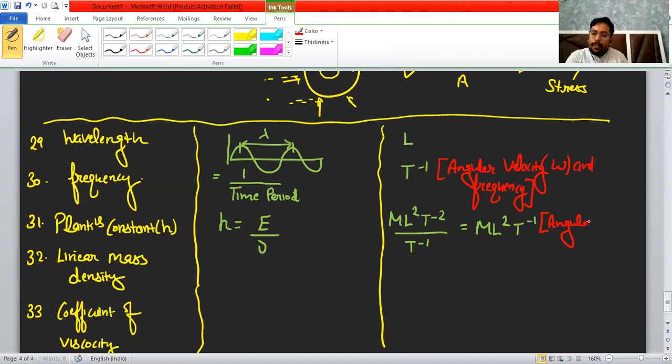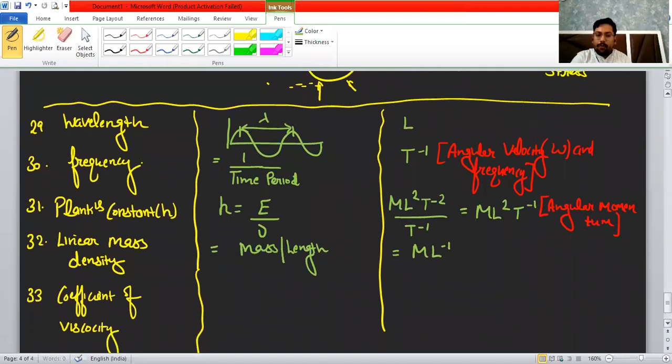Angular momentum ke similar dimensions iske honge. Iske baad hai linear mass density. Linear mass density is the ratio of mass to the length, m divided by L. So it is ML^-1.